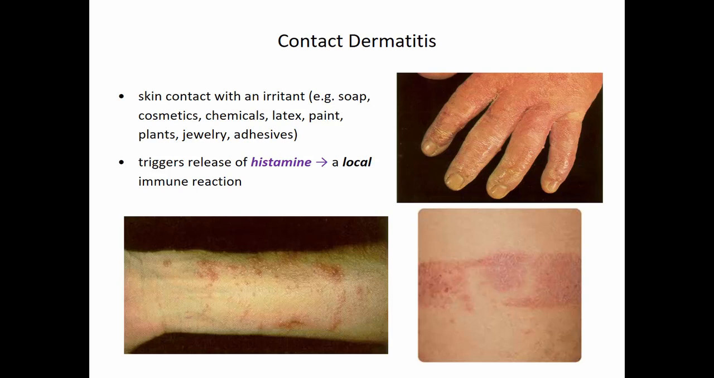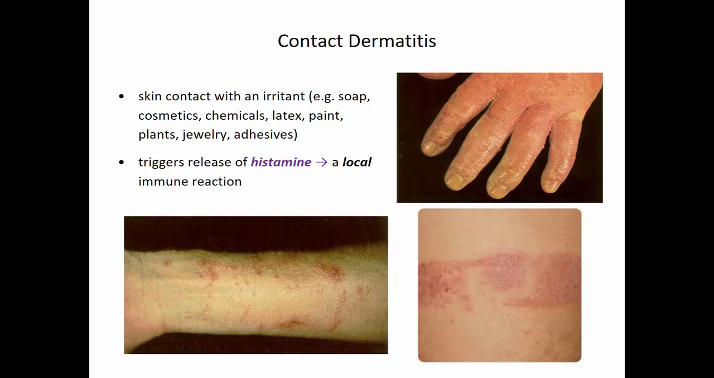Contact dermatitis is also a reaction of the immune system to an allergen, but in this case it's caused by direct contact. So if the skin contacts an irritant such as certain soaps, cosmetics, chemicals, latex, paint, plants, jewelry, adhesive, these are all things that commonly cause an allergic reaction in some people.